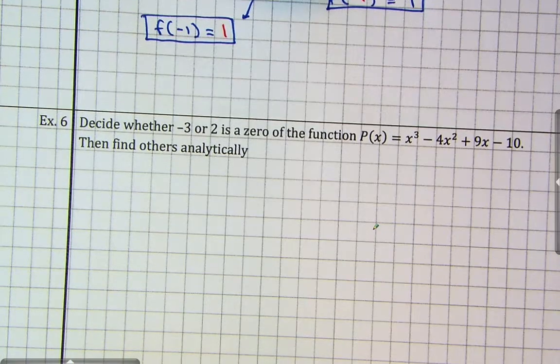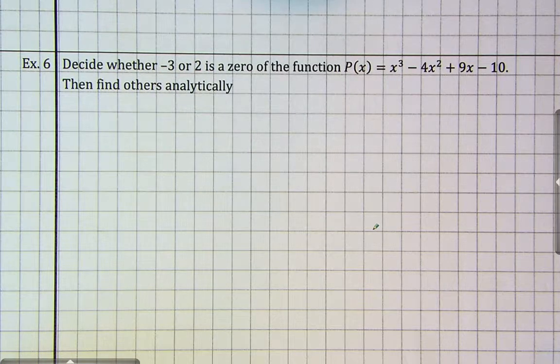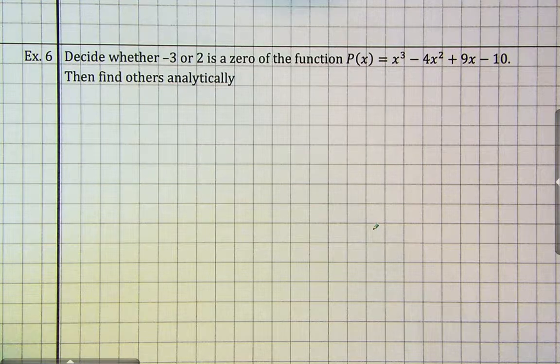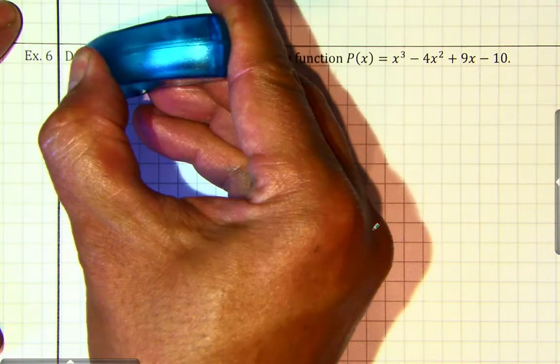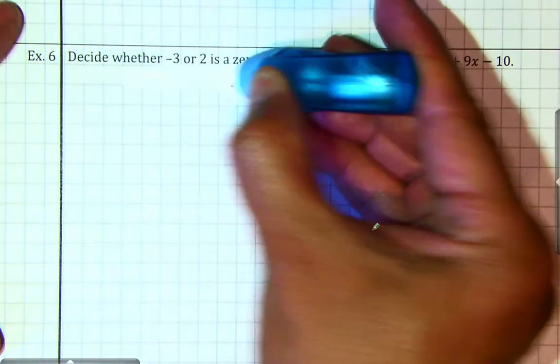Example number 6. Go ahead and copy it down, pause it, and then we'll continue once you are ready. And actually, let's get rid of this part. We're not doing this yet.